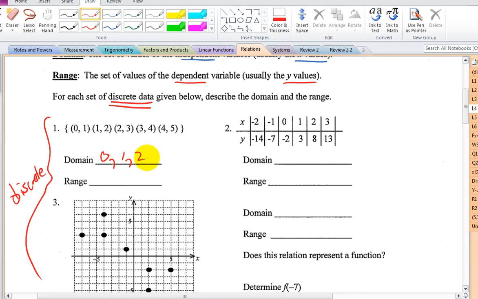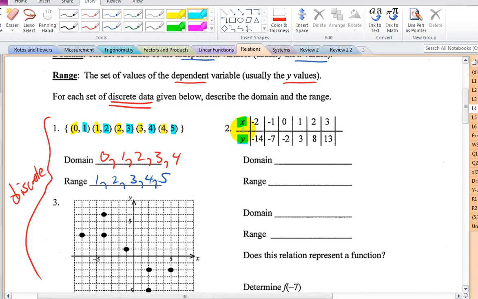0, 1, 2, 3, 4. All we have to do is list our x values. Super easy. And then what's the range? 1, 2, 3, 4, 5. So for the range, we're going to list the y values. Okay. Sometimes it'll be an XY chart, and sometimes the chart's sideways.